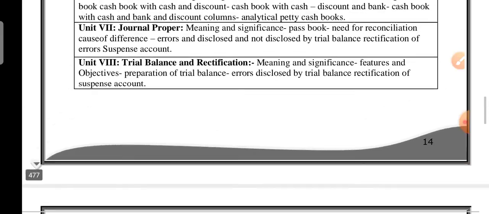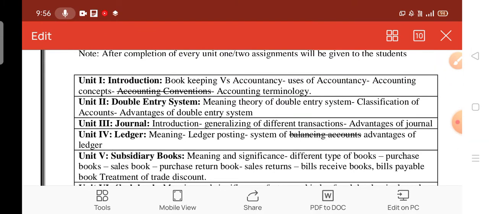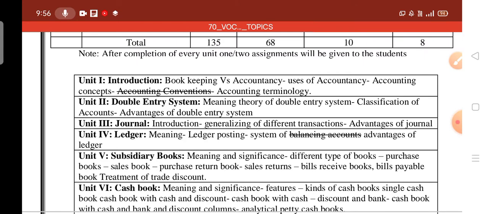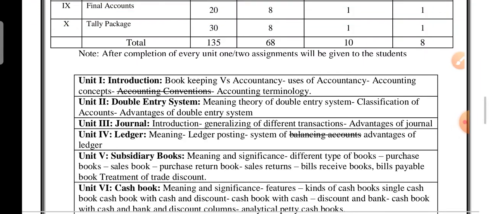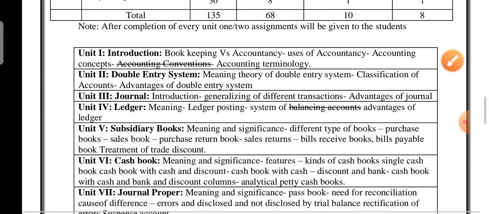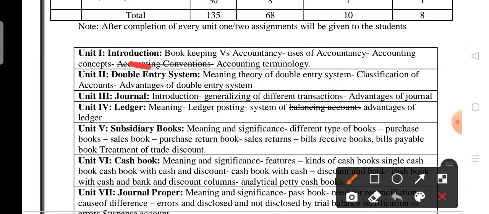Okay, so let me see the syllabus. How many units are there? I told you, 10 units will be there in accountancy and tally for computer science first year students. This is the third paper. Introduction: these are the deleted content. Okay, so accounting conventions, no need to read. And the second unit, the double entry system, is very important.